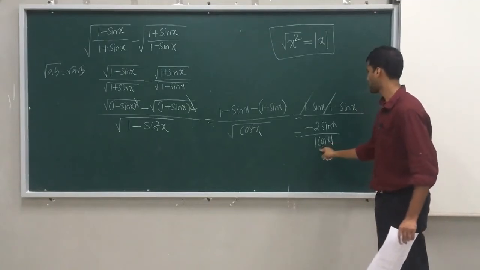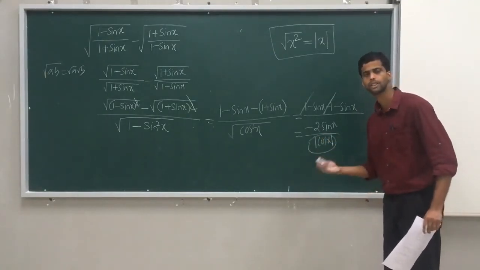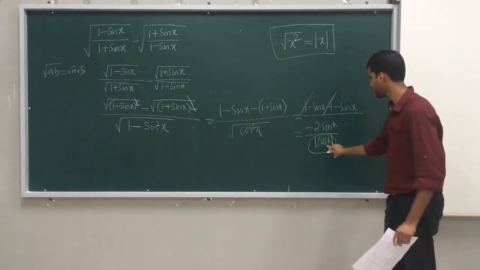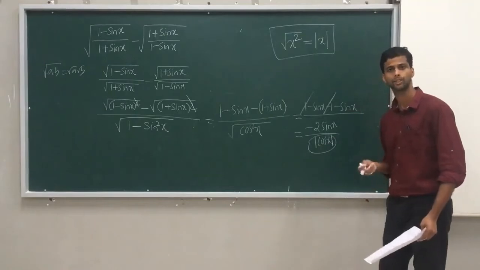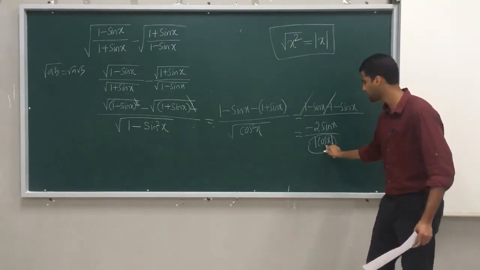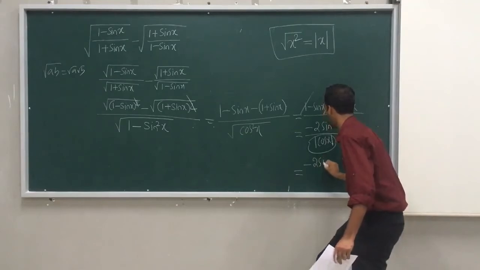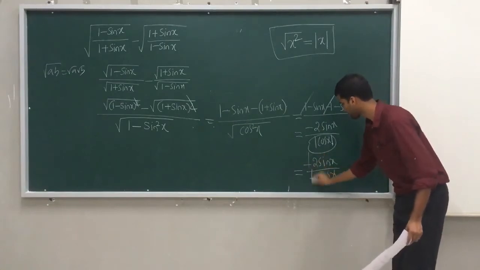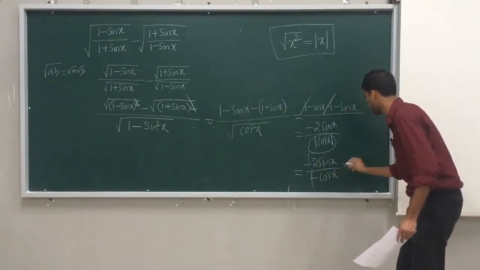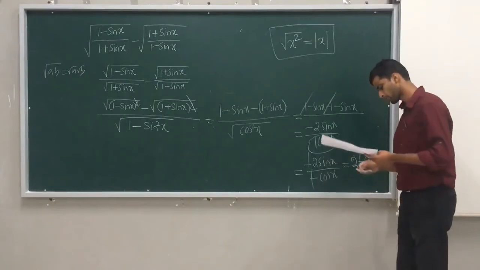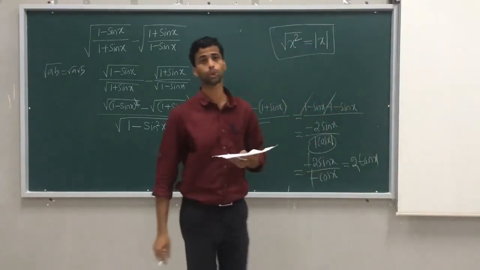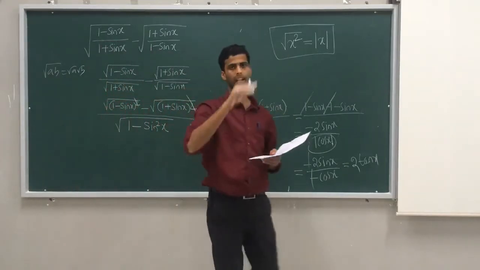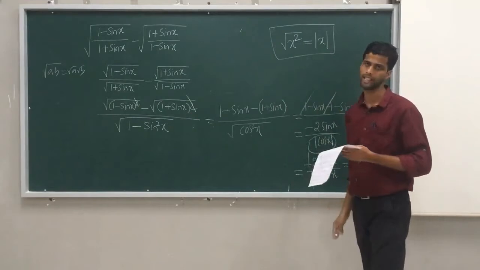We all know that modulus has two answers: positive for greater than 0, and negative for less than 0. The question says x lies in the second quadrant, and in the second quadrant, cos is negative. So this answer becomes minus 2 sin x divided by minus cos x. Hope you understood. The minus signs get cancelled, and you are left with 2 times sin by cos, which is tan. So 2 tan x, which is the fourth option, is the right answer. Always keep in mind that the square root of x square is written as modulus of x. Fine.